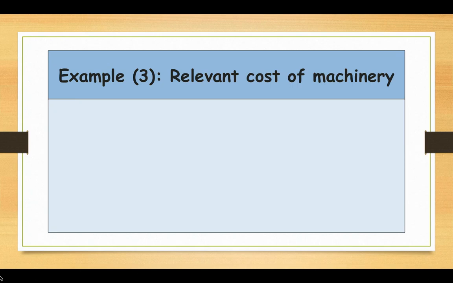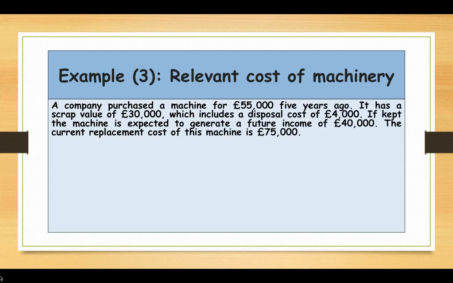Okay, we are going to see how to calculate the deprival value of a machinery. So we'll see this example. A company purchased a machine for £55,000 5 years ago. This is a past cost or sunk cost. So this £55,000 is not a relevant cost. So we can ignore this £55,000. And we are going to continue with the question.